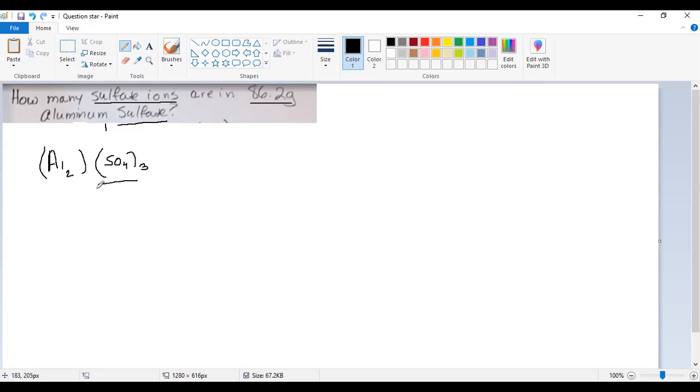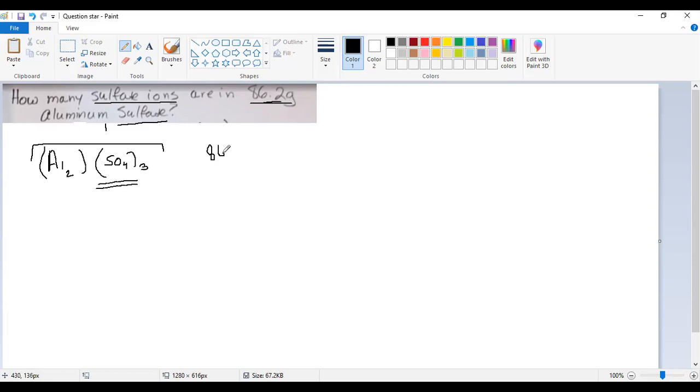In other words, this is what we're considering to be the sulfate ion. And we want to know how many ions there are in these many grams of aluminum sulfate. So this as a whole is considered aluminum sulfate. And this is just a singular compound, right? You can think of it as a molecule. And this is in fact a singular molecule.